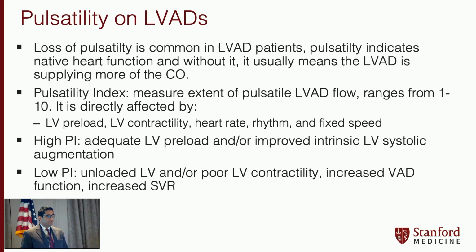We'll talk about the pulsatility index, which measures the extent of pulsatile flow from the LVAD itself. It depends on a few factors, such as LV preload, contractility, the rhythm and rate, and the fixed speed of the device settings. If you're getting a high pulsatility index, that means you could have adequate preload or improved intrinsic LV systolic function. But if you have a low pulsatility index, that means your LV may be unloaded or having poor contractility, your VAD is functioning harder, or you have an increased systemic vascular resistance.